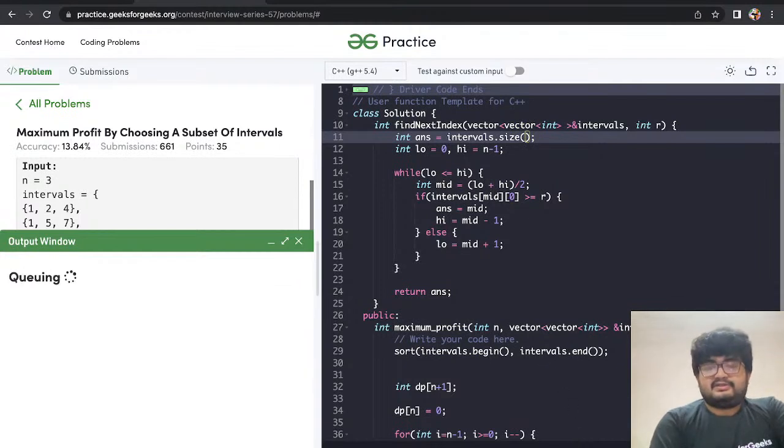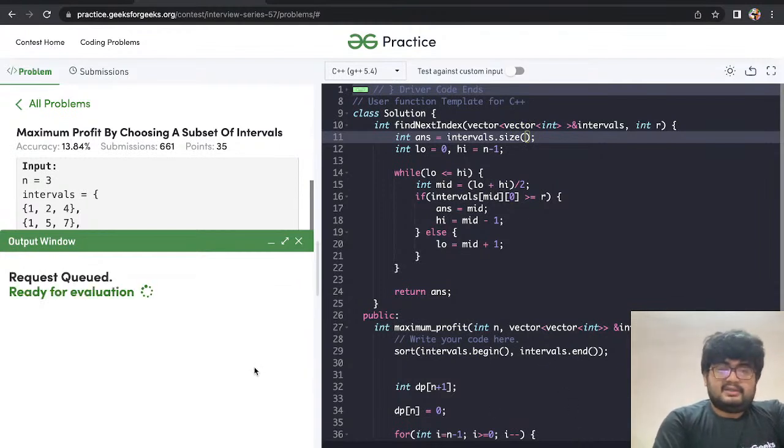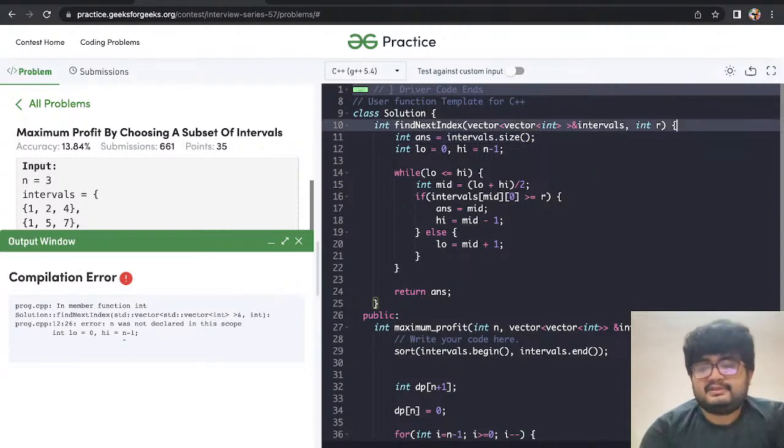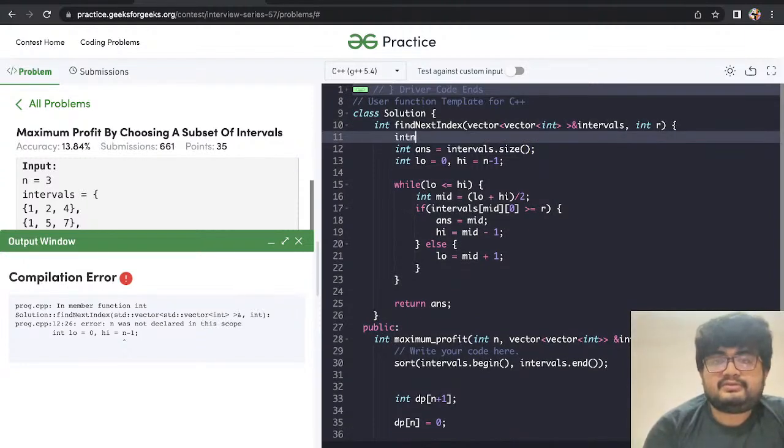Intervals dot size. So let's compile and run. High equals to n minus 1. int n equals to intervals dot size, and here it should be answer equals to n.